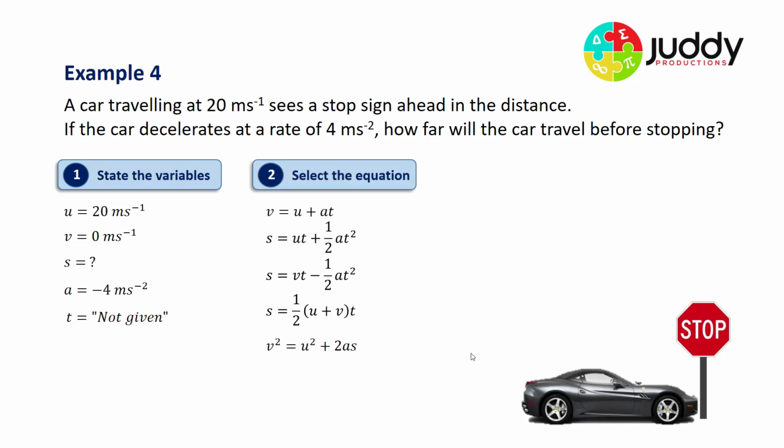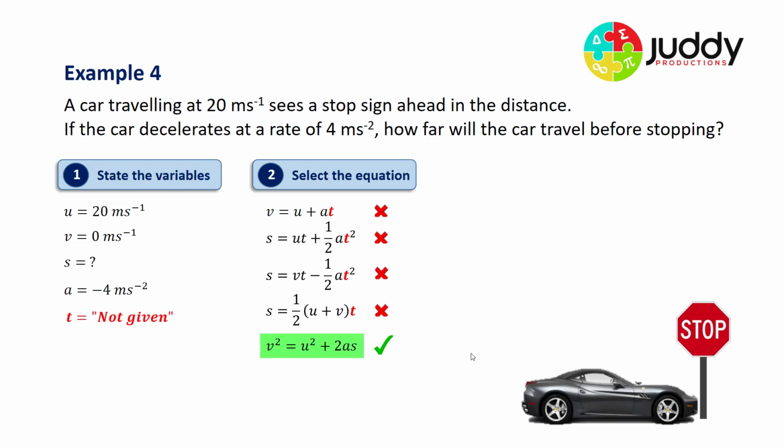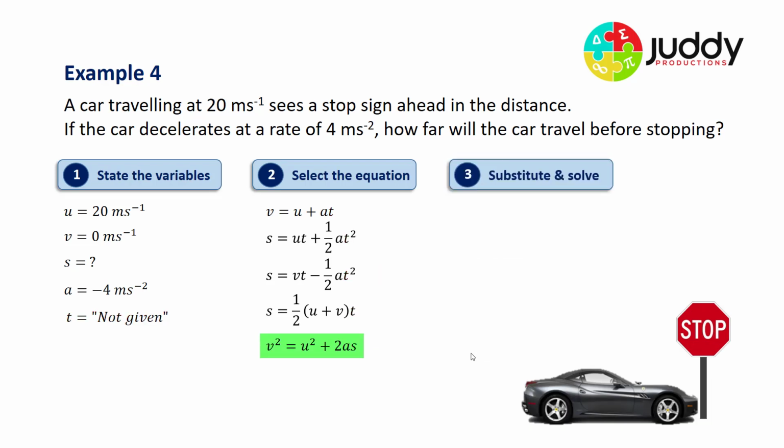Let's select the correct equation. Now, which equation doesn't use the t equals time? Okay, only one equation doesn't include the variable or letter t. And that is v squared equals u squared plus 2as. So step 3, our final step, substitute and solve. So our equation is v squared equals u squared plus 2as. Let's substitute in our values.